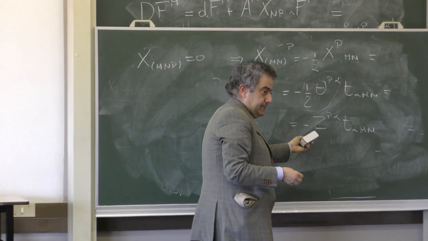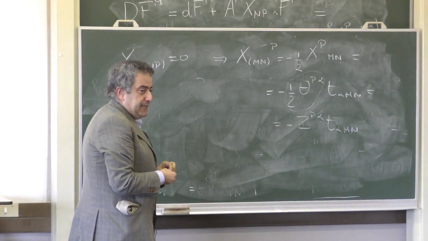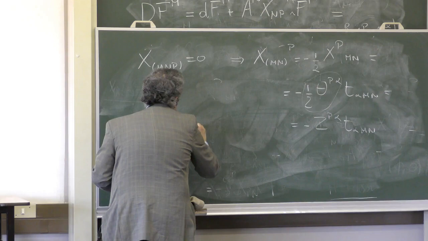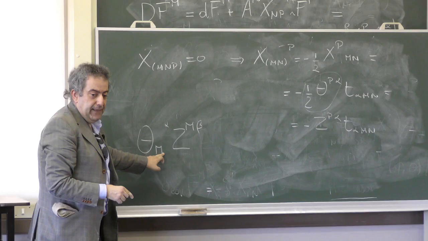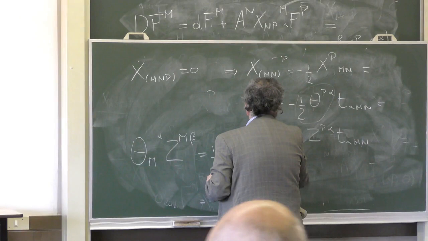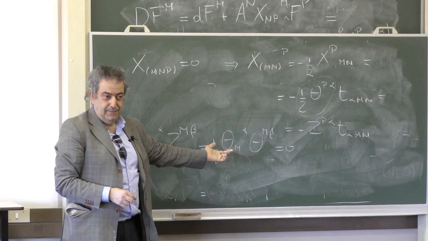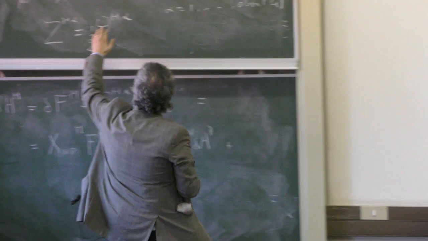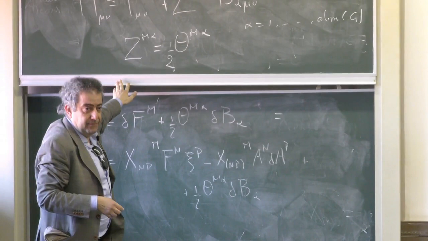What is a general feature of this tensor Z? Well, if we contract this tensor Z in its symplectic index by theta, we can see, because this is 1 half theta m alpha theta m beta, and this is 0 because of the locality constraint. So we have defined the Z tensor, this one, which, if contracted by theta, gives 0. Okay? This is important.